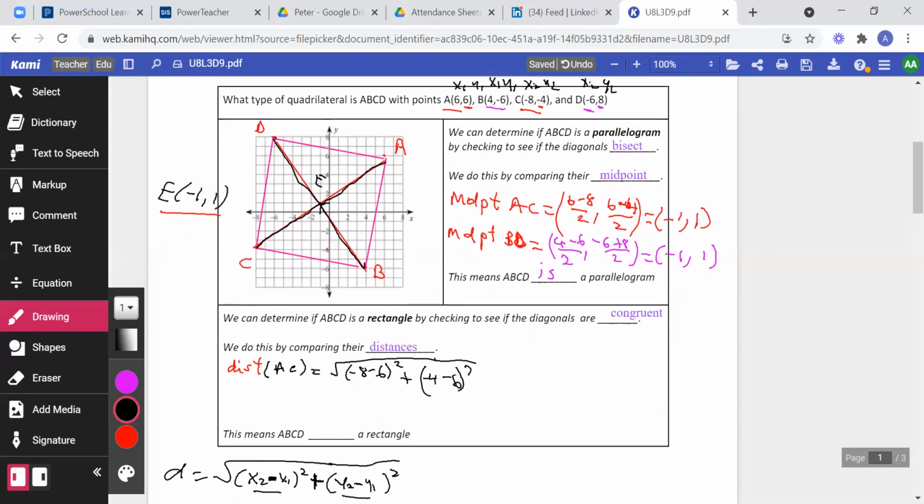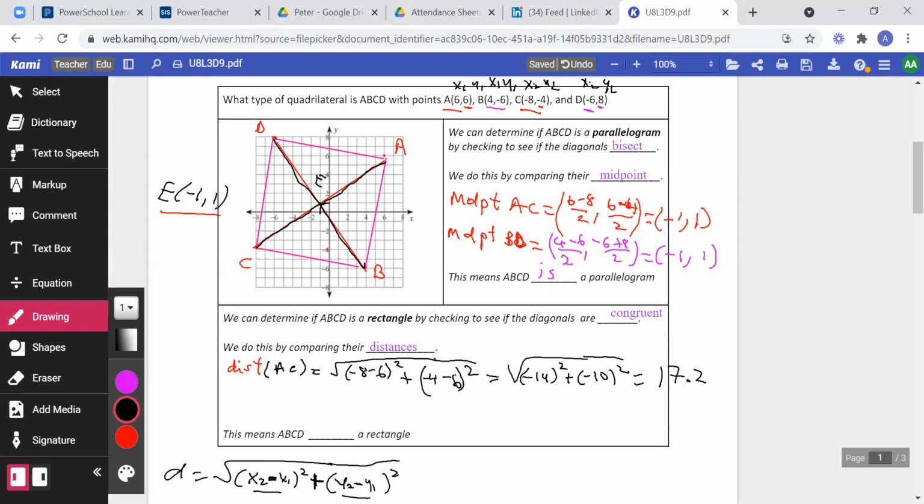So if you do that, take the square of this guy. -8 minus 6 is -14, okay? So the other side, you're gonna have minus 14 squared plus minus 4 minus 6 is also minus 10 squared. So if you put this in your calculator, it's gonna give you 17.2. We're able to find AC to be 17.2.